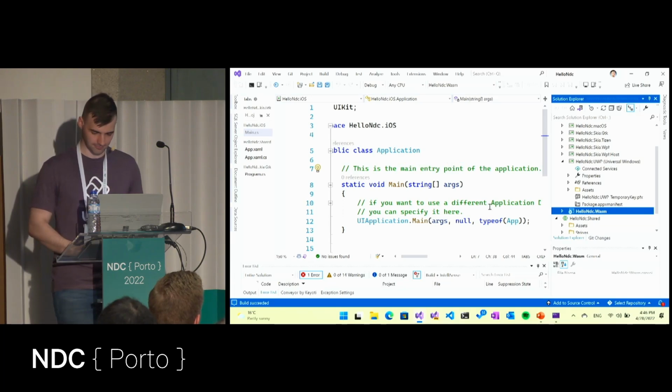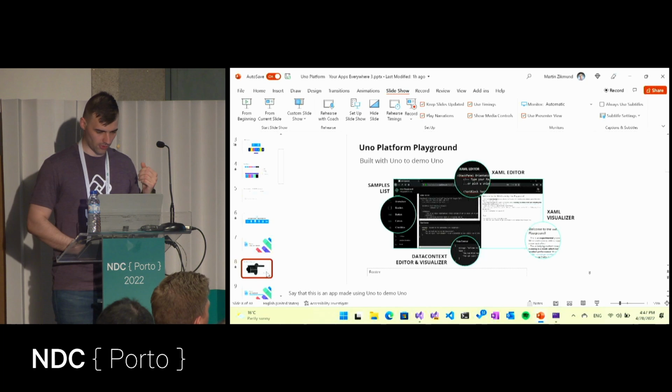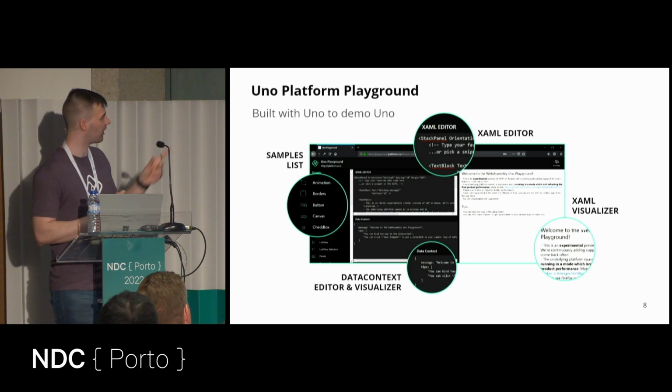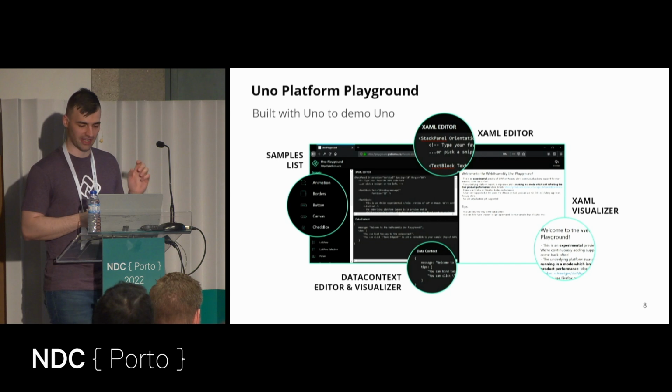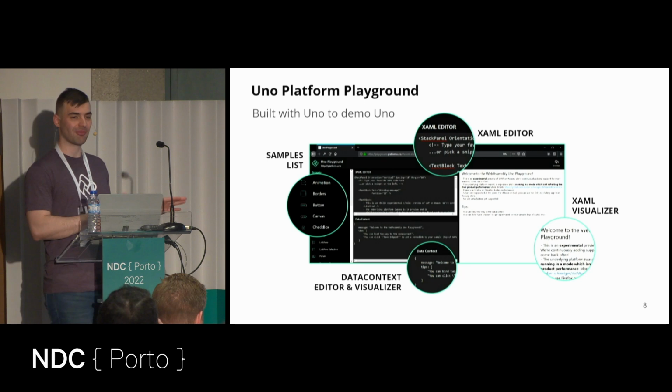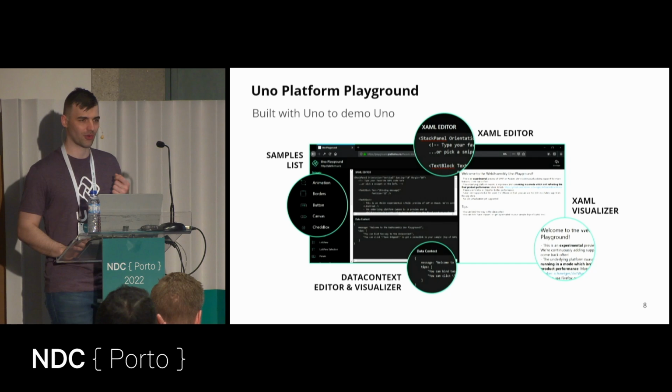I will go back to the slides to tell you something more about, actually, one more thing. There is the Uno Platform Playground, which is not showing up on the slide. Ah, now it's showing up. So there is the Uno Platform Playground at playground.platform.uno. And this website is a full-blown XAML editor, which allows you to play with Uno Platform without ever installing it on your local machine. And I will actually show you that in action.